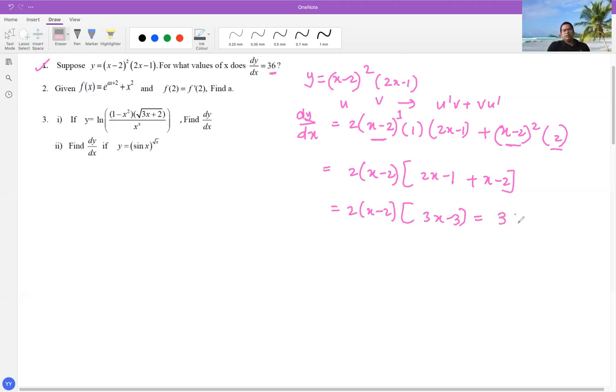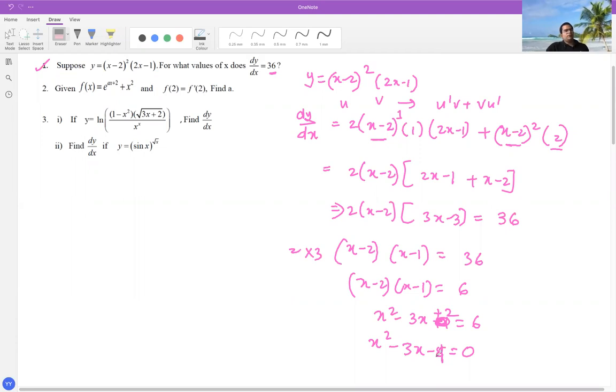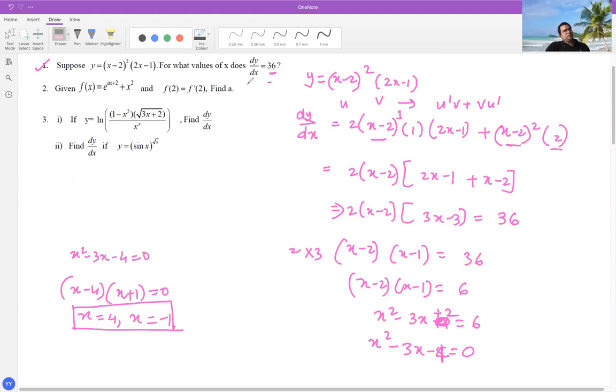So if I equate this to 36, it becomes negative 4. What we get eventually is x squared minus 3x minus 4 equals 0. We factor this out: (x minus 4)(x plus 1) equals 0. So x is 4 and x is negative 1. These are the values of x where the derivative of this curve is going to be 36.